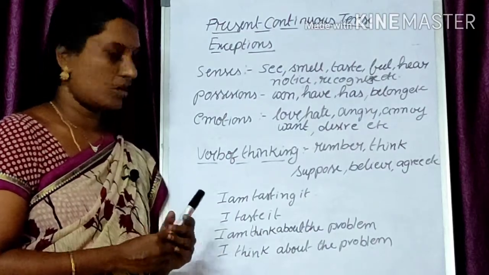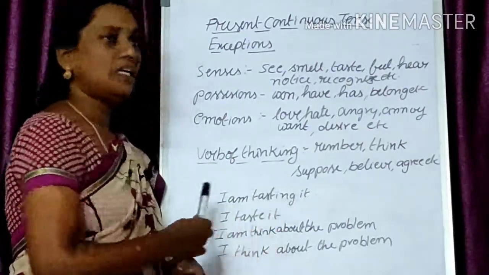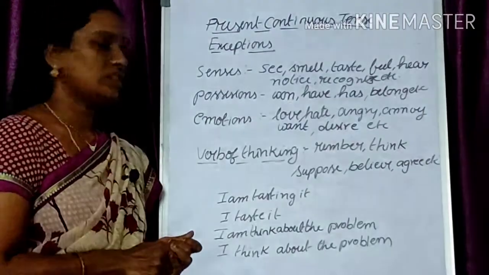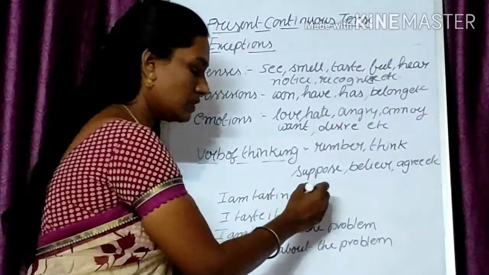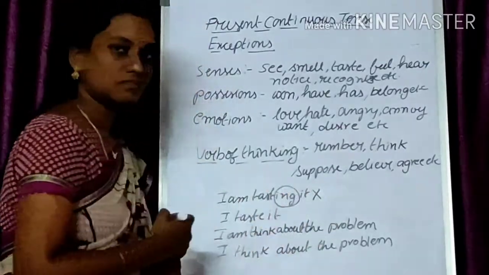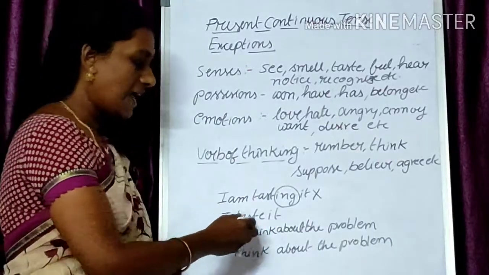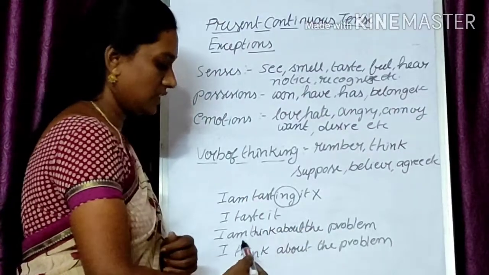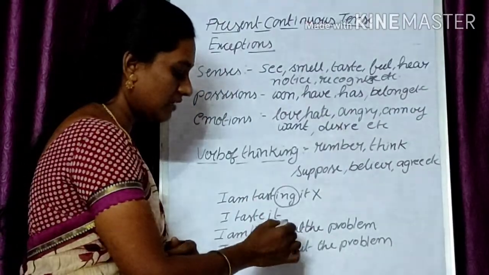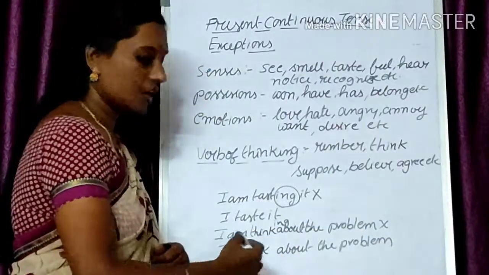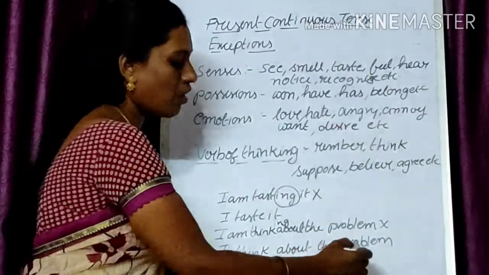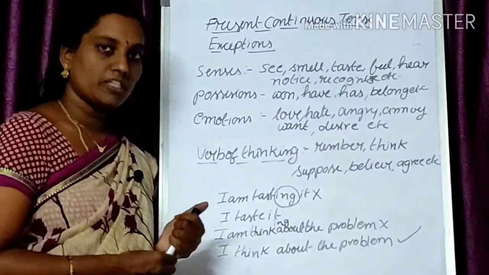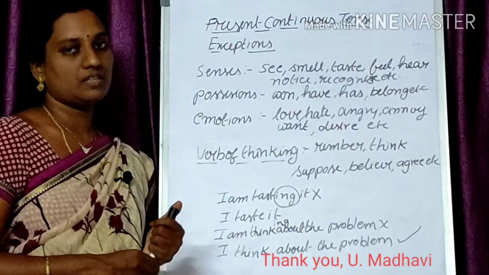See some examples now. I am tasting it. Taste is a sense, so we should not use the ing form for it. Instead of that, we have to write I taste it. The next one, see, I am thinking about it. Actually, if you write thinking here, it is wrong. How do you have to write? I think about the problem. That is correct. So, hope you understood about the exceptions of present continuous tense. Thank you.